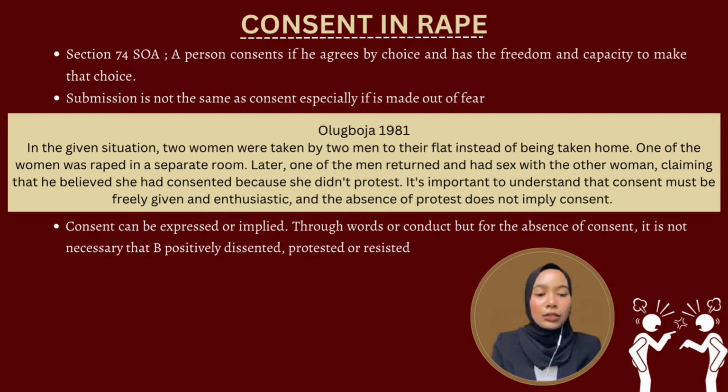In the case of Olugboja 1981, two women were taken by two men to their flat instead of being taken home. One of the women was raped in a separate room. Later, one of the men returned and had sex with the other woman, claiming that he believed she had consented because she didn't protest. It is important to understand that consent must be freely given and enthusiastic, and the absence of protest does not imply consent.